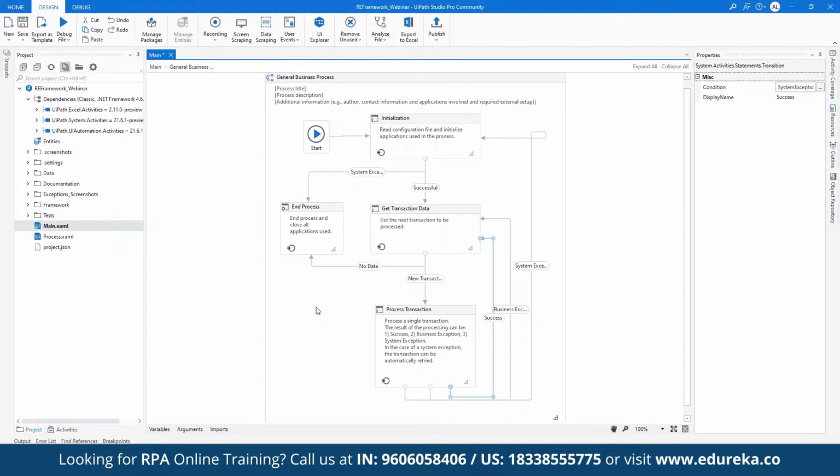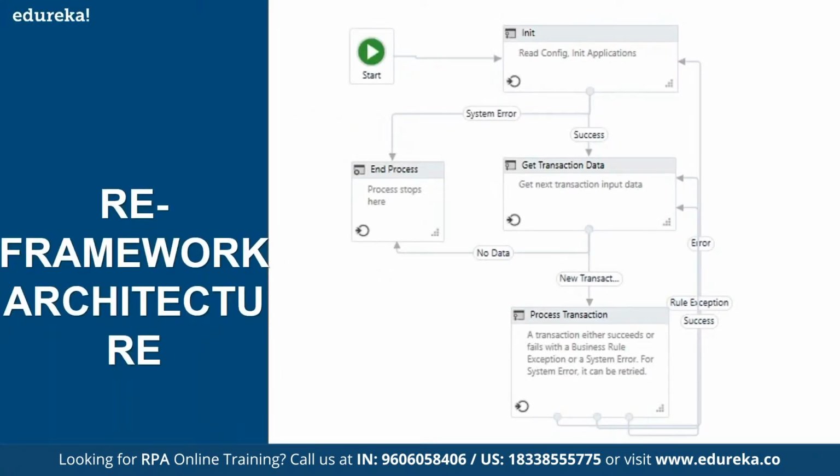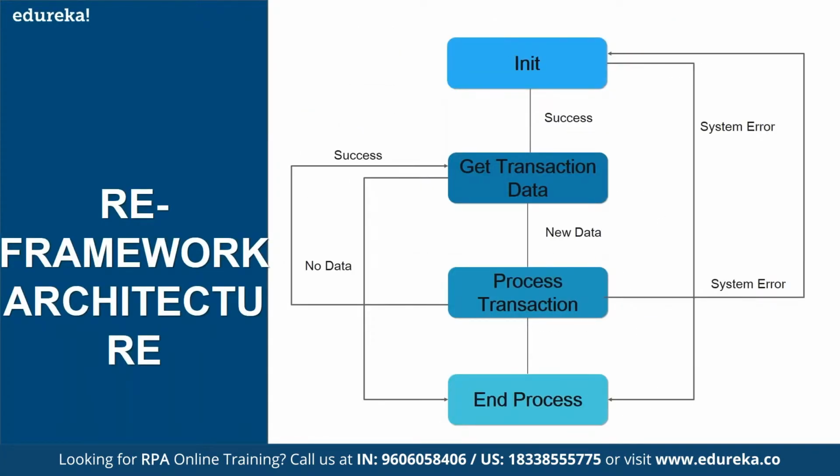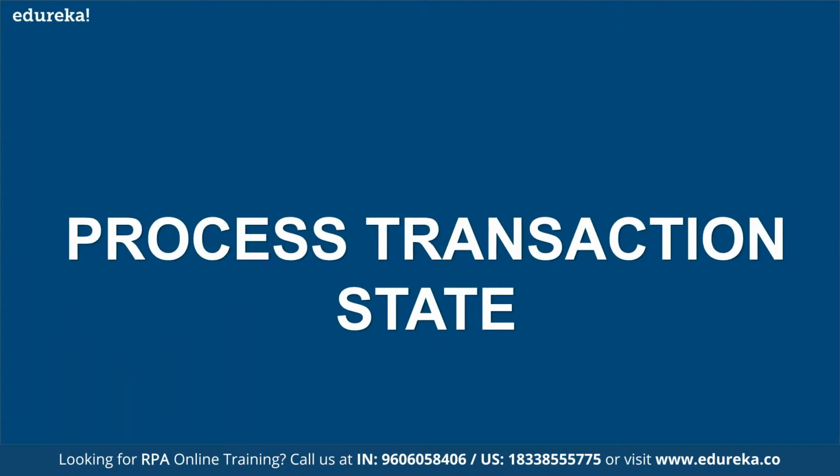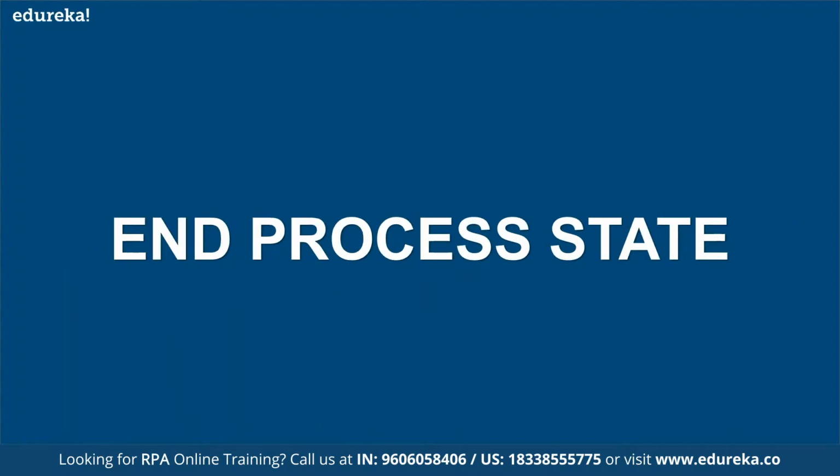We have to spend a lot of time to understand the RE framework because it is a complex framework. We have so many activities and so many things inside it. But this is just the general overview and outline of the RE framework, and this is what is given here: initialization set init, get transaction, process transaction, and end process. Any state, get transaction data state, process transaction, and end process.